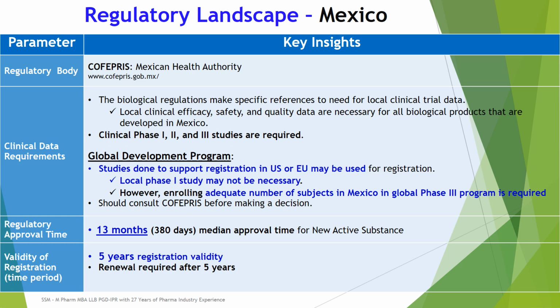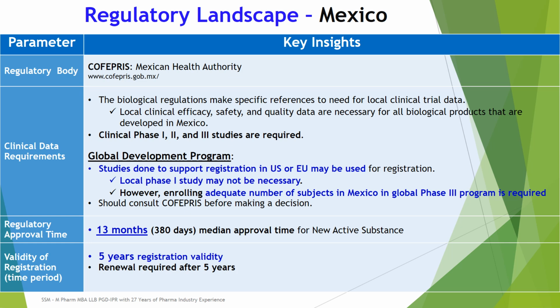Requirements in Mexico. Mexican Health Agency or COFEPRIS is the regulatory agency in Mexico. Clinical phase 1, phase 2 and phase 3 studies are required. The biological regulation makes specific references for need of local clinical trial data. Local clinical efficacy, safety and quality data are necessary for all biological products that are developed in Mexico.